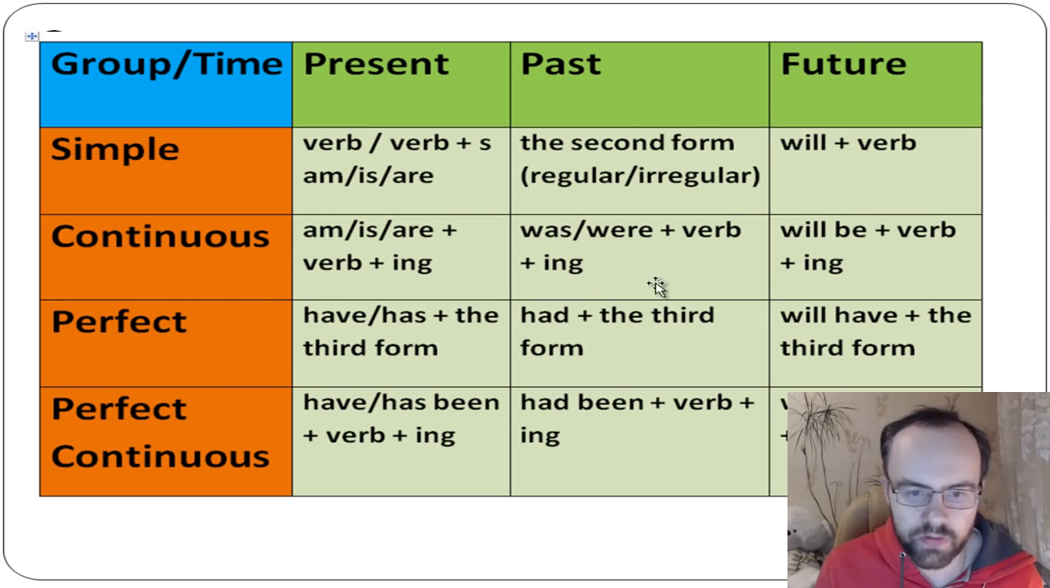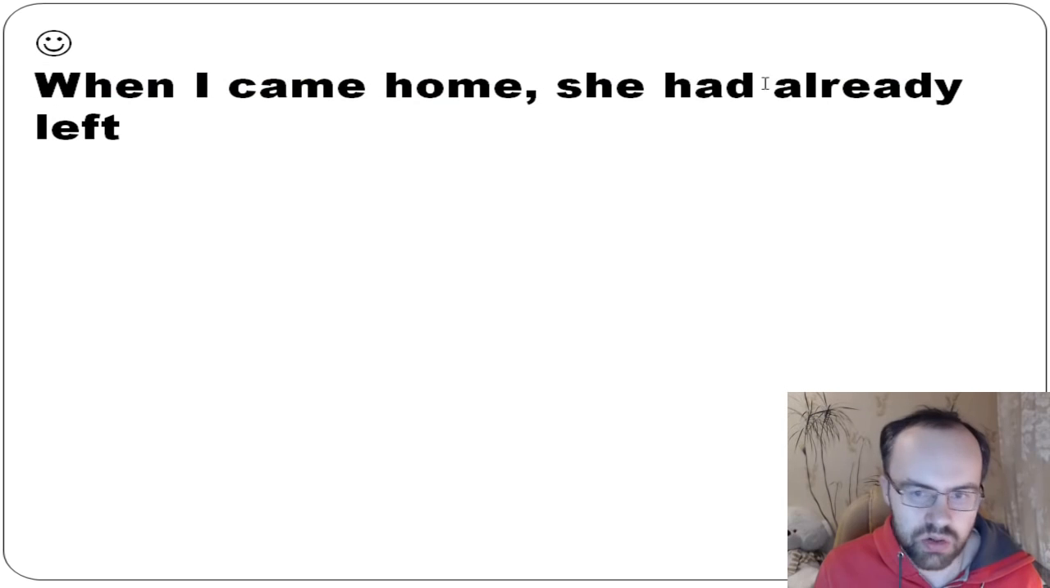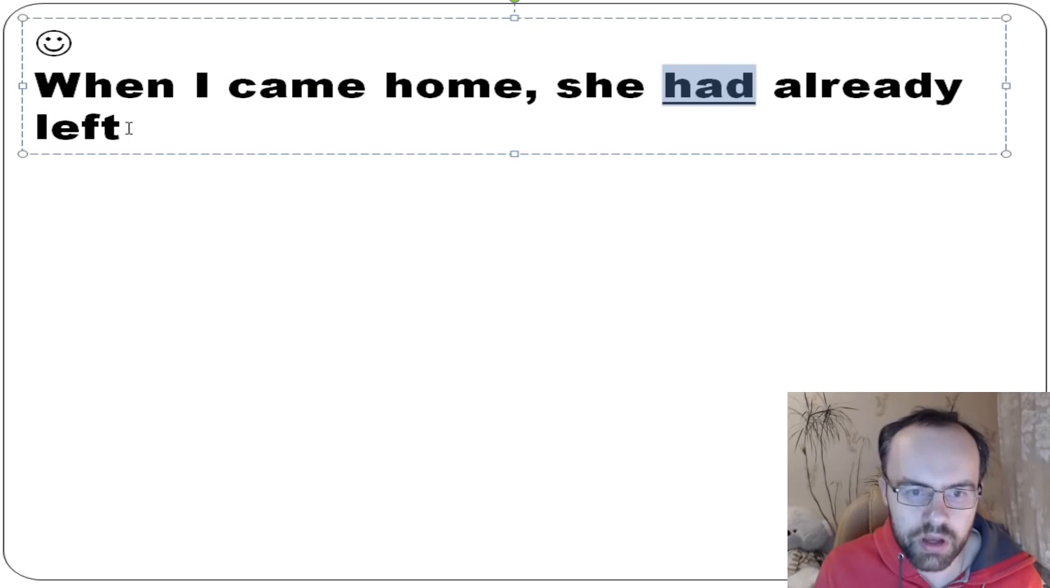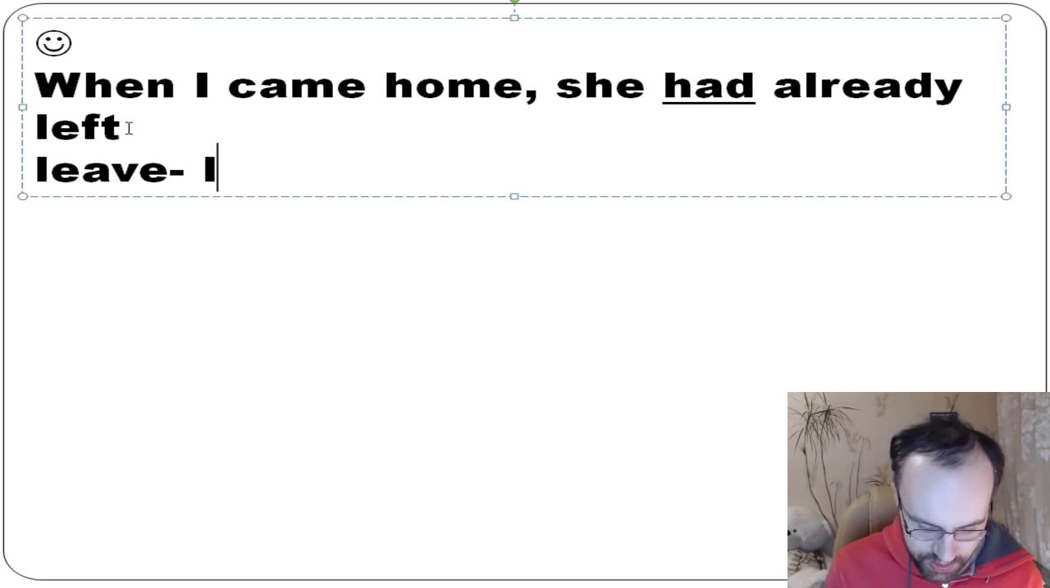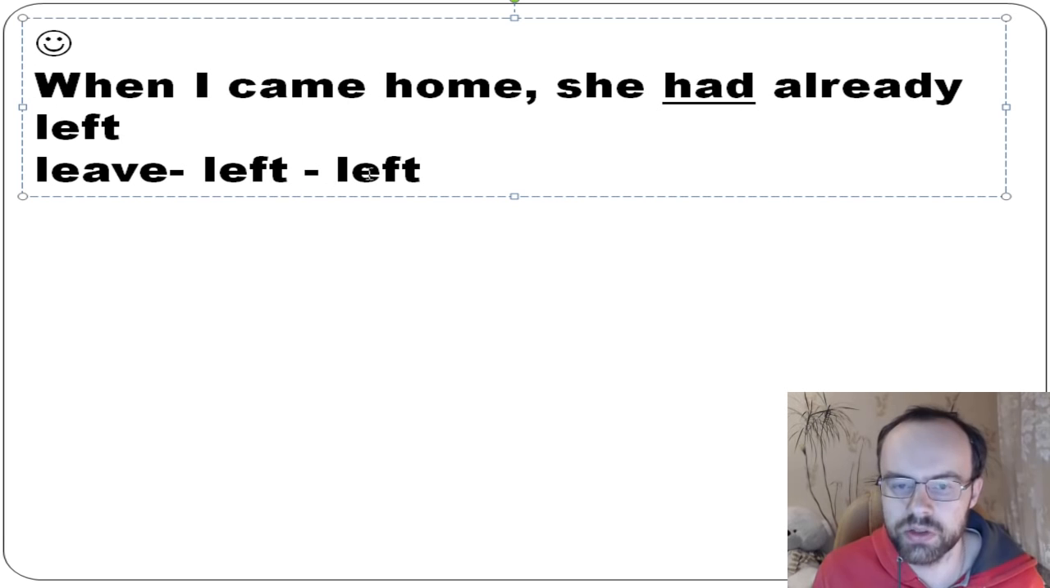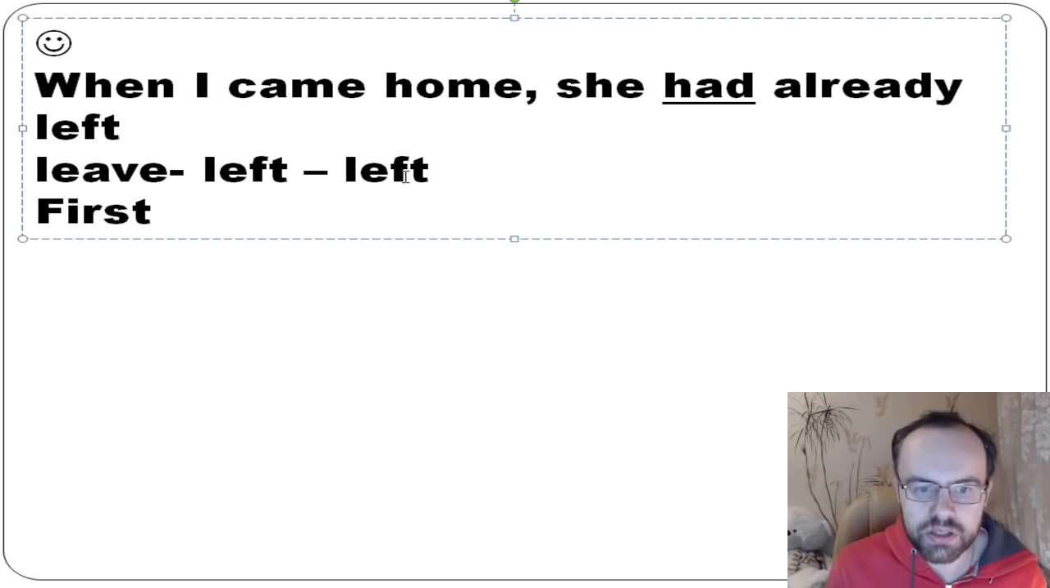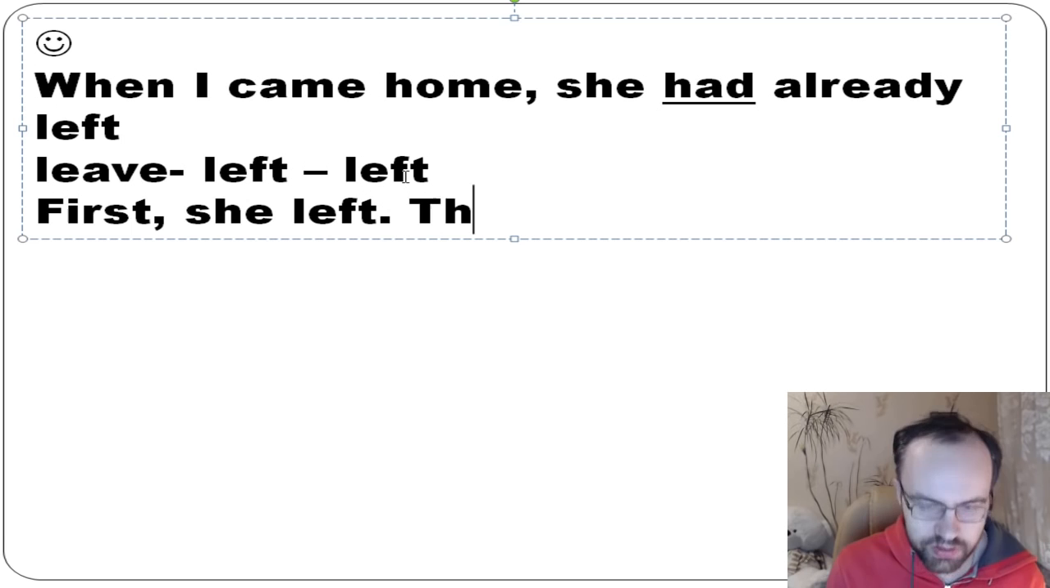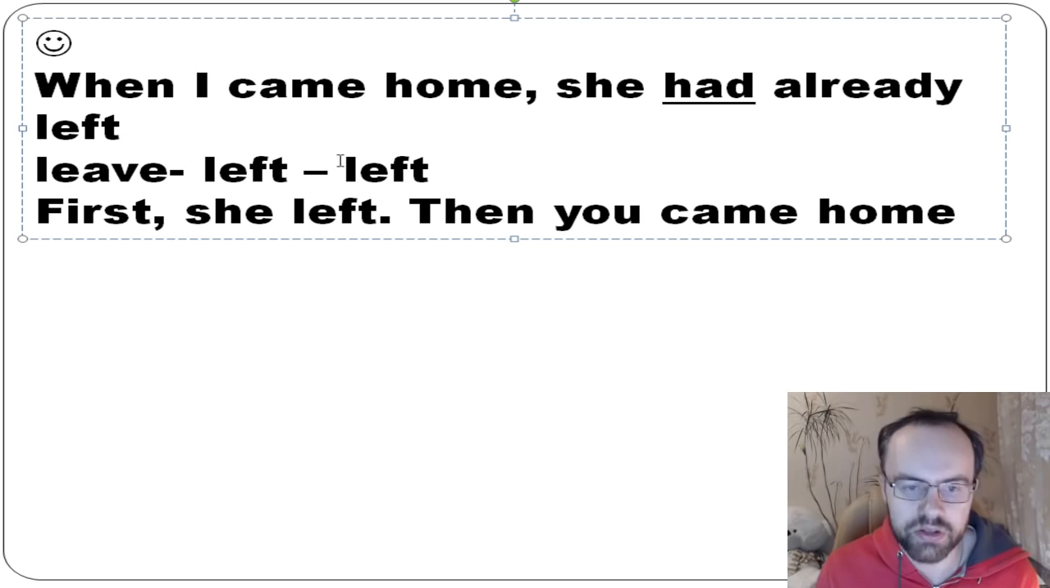Let's look at the formation of past perfect: had plus the third form. We know leave, left, and left is the second form, and it's also the third form. It means that it's one time before. First she left, and only then you came home. So it's a very important thing. It's one time before.